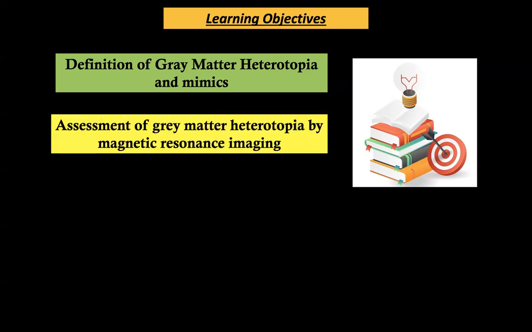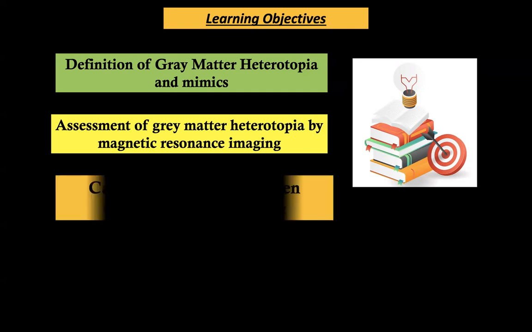The second is how we assess the gray matter heterotopia using magnetic resonance imaging. We will see some cases where this can be so subtle and need the right protocol. And I will discuss briefly about the protocol.